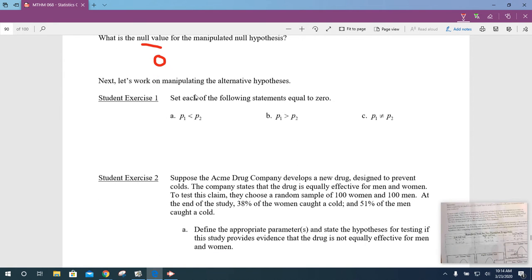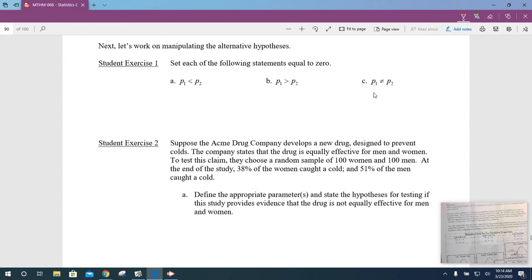Now let's work on manipulating the alternative hypothesis and set each of the following statements equal to 0. I'm going to try and do this on the board itself. Again, this P2 wants to come over to the side with P1. So we're going to keep P1, subtract P2, and we're still going to be less than 0. So P1 minus P2 is going to be less than 0, and I know right away this is going to be a left tail test.